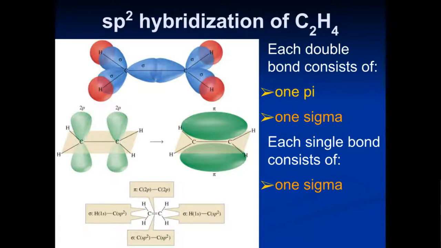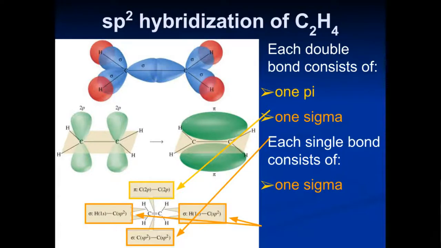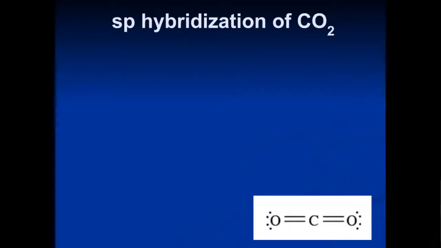Everything, if you have 2 atoms connected, they have to be connected by at least 1 sigma bond, and then the rest are pi bonds. Okay, so there's how we write that, the notation for that. CO2, there's a picture of CO2.